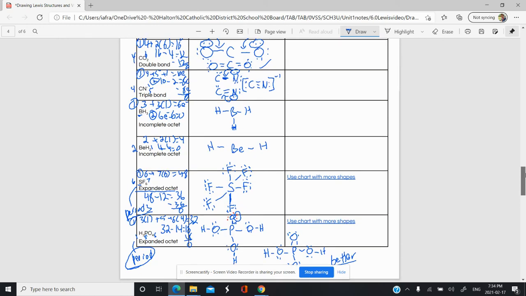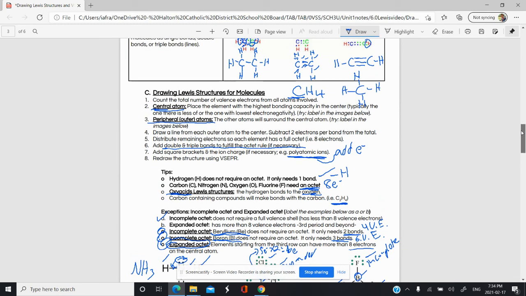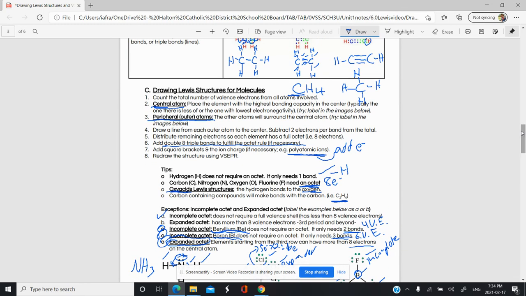So that there was a lesson on drawing Lewis structures. You should be able to use these steps here to draw Lewis structures. Just remember that when you're counting the number of valence electrons, you want to add electrons if there is a negative charge, like 1 for negative, 2 for negative 2, 3 for negative 3. And if there's a positive charge, you remove electrons for each positive charge on the ion.